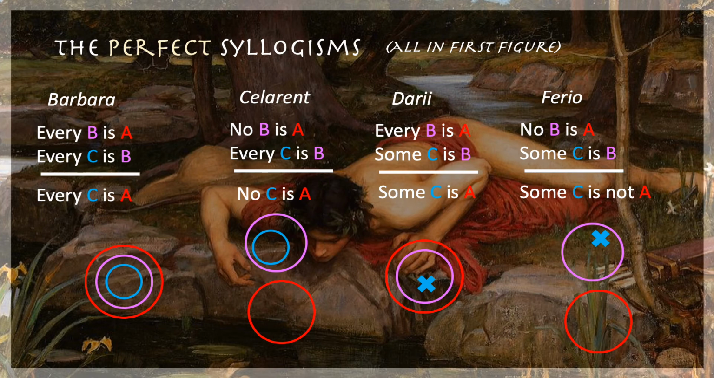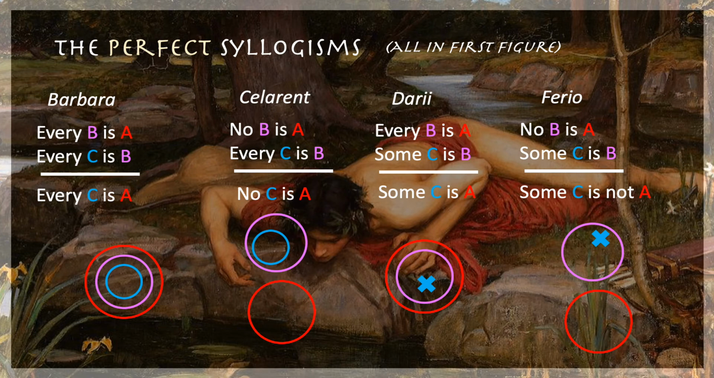Finally, the fourth kind of perfect syllogism is called Ferio. That's because if we look at the vowels and correspond them to the syllogism, we see that the major premise is an E proposition, that is, a proposition that is universal and negative. The minor premise is an I proposition, that is, a particular affirmative proposition. And the conclusion is a particular negative proposition, or an O proposition.